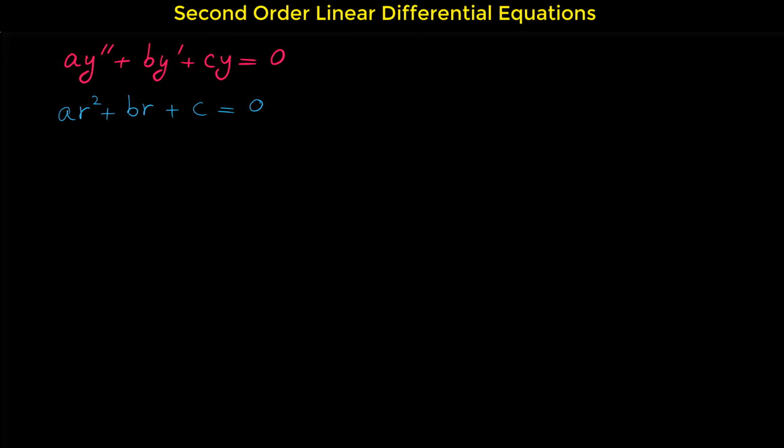When we solve a quadratic equation, we have three possibilities for r. It is possible that when we solve this quadratic equation, we have two different real roots. So two distinct real roots. This is the first possibility. So when we solve this, if we get two different numbers for r, then it is case 1. We have two distinct real roots.